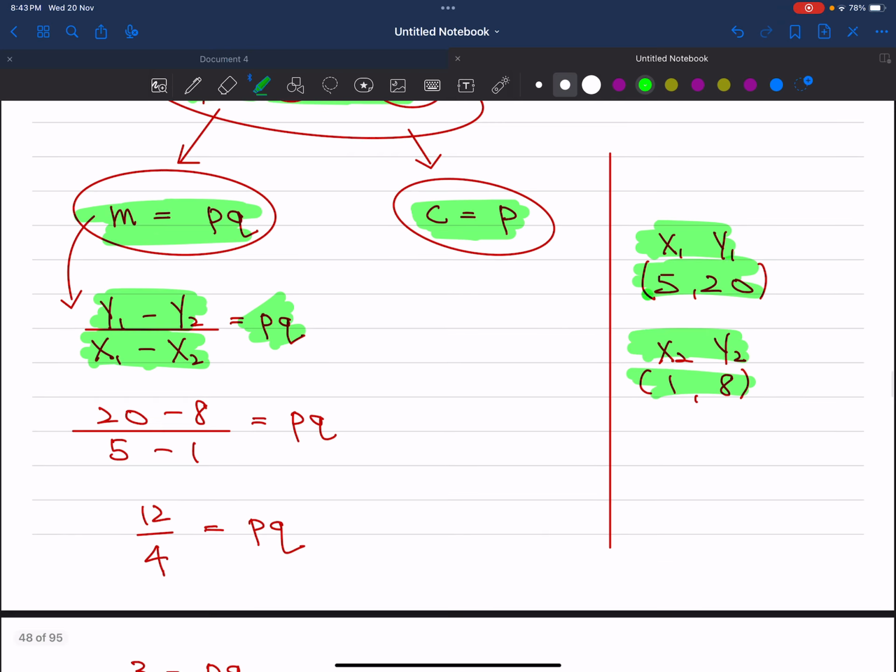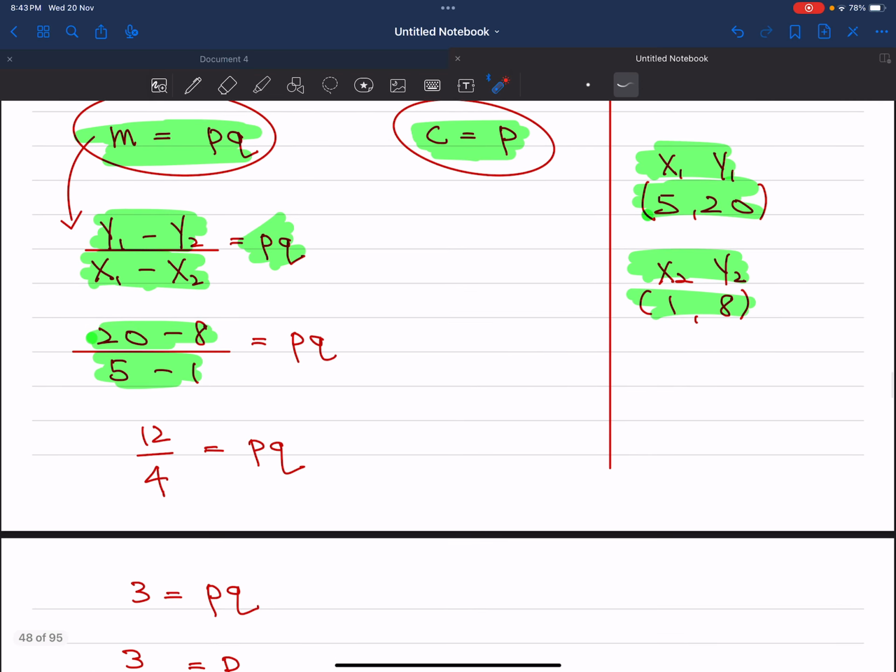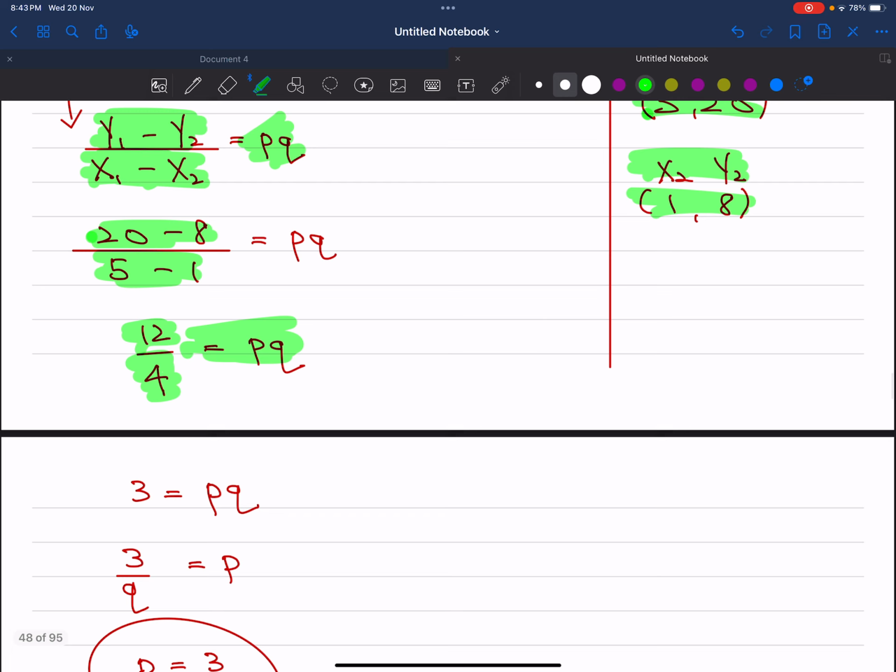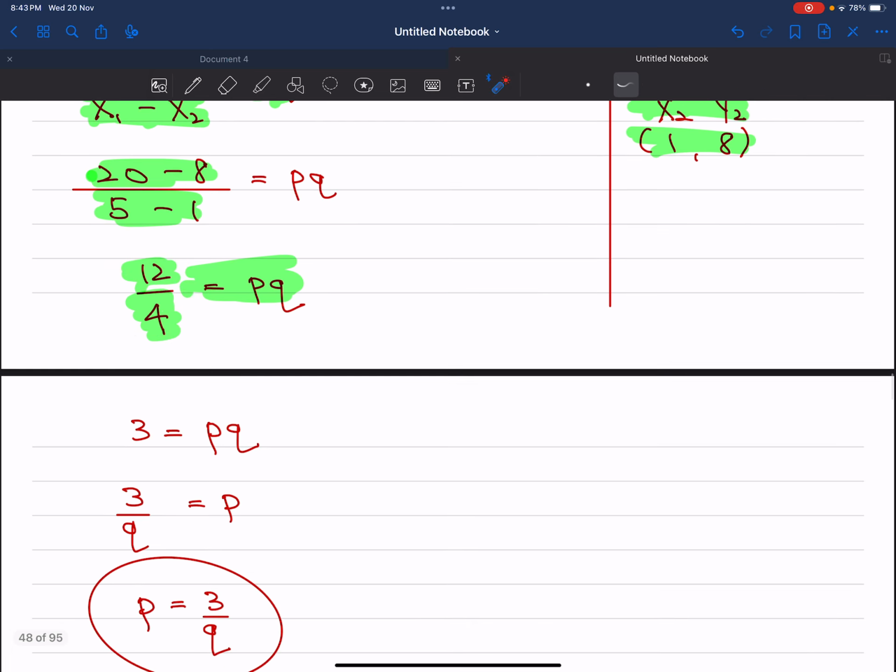So now, Y1 minus Y2, that will be 20 minus 8, and X1 minus X2, that is 5 minus 1. Of course, 20 minus 8 is 12, 5 minus 1 is 4, equals pq. And 12 divided by 4 is 3. So we have pq equals 3.